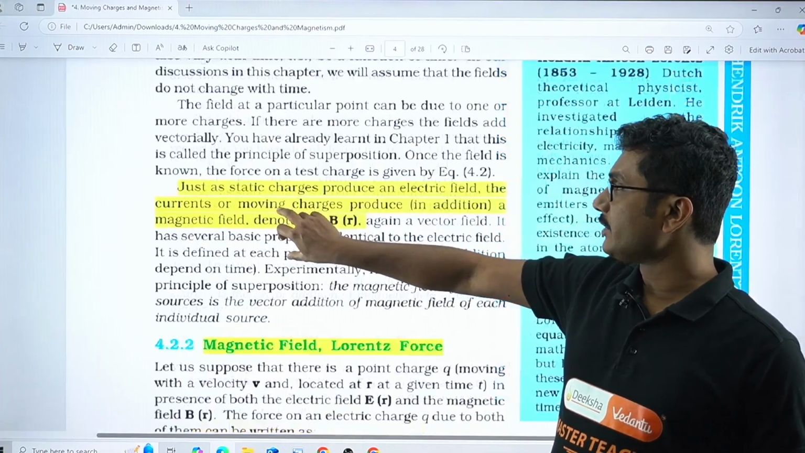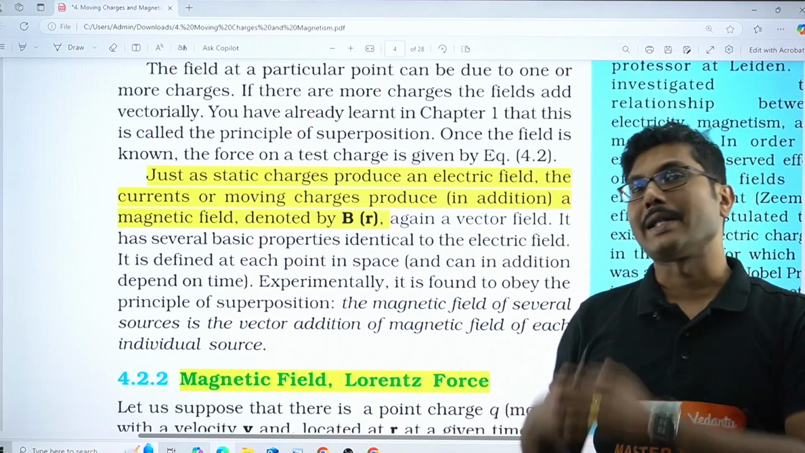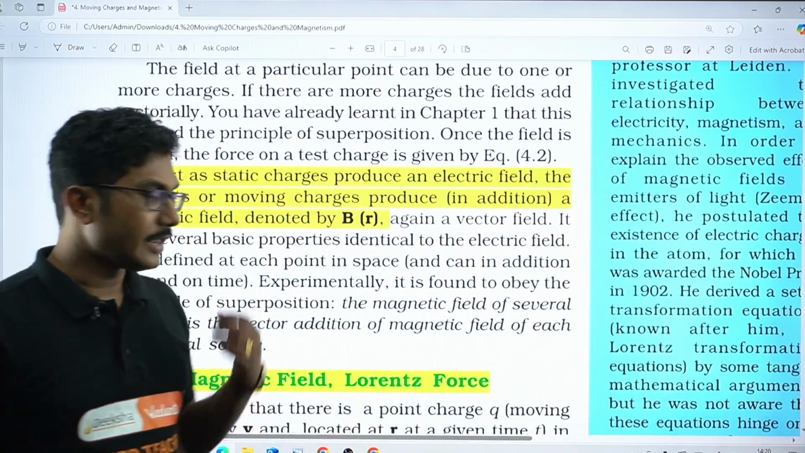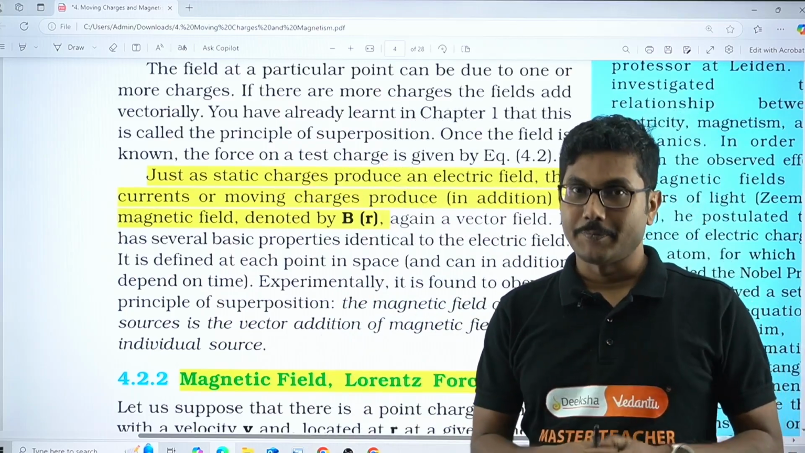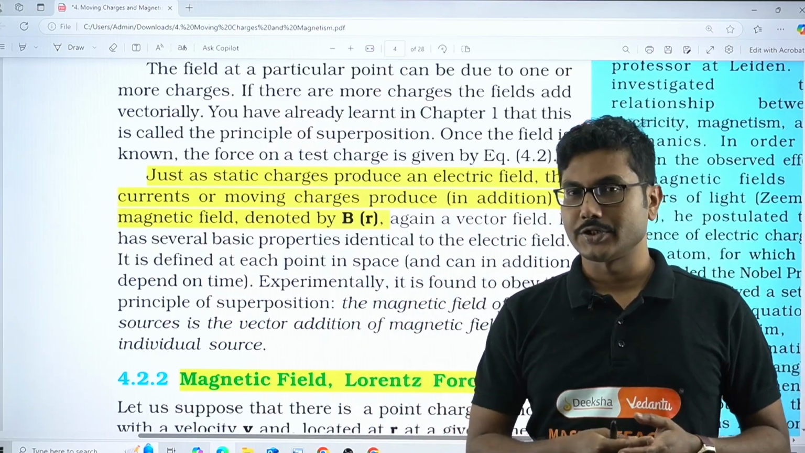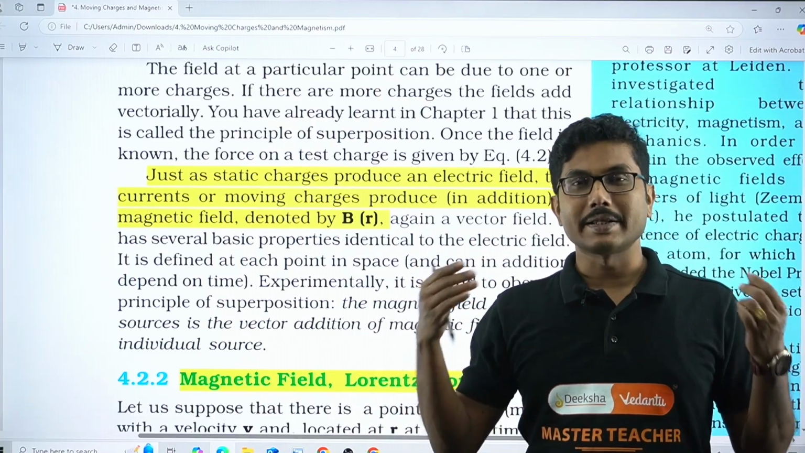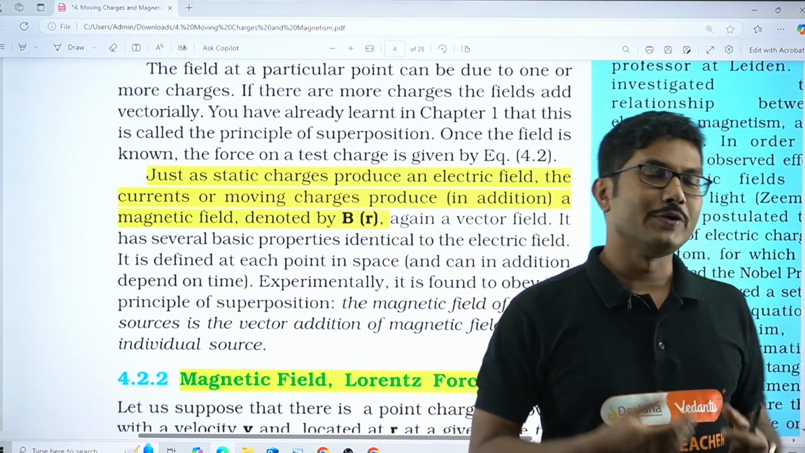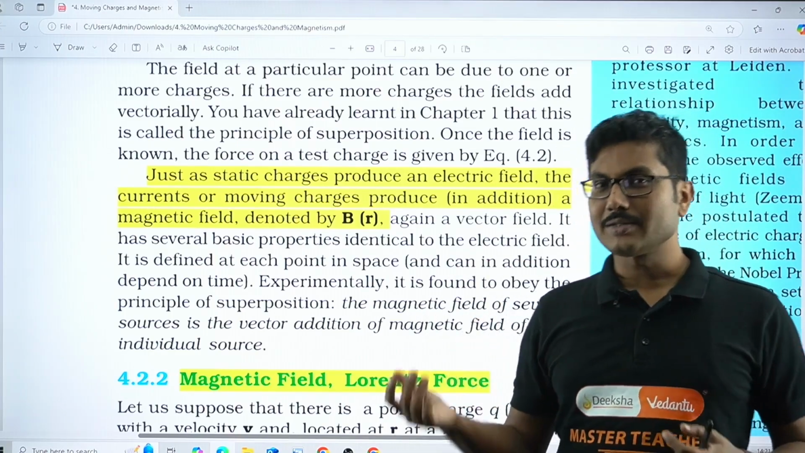A moving charge has an electric field as well as a magnetic field. We have already learned in the first introduction that moving charges or current can produce a magnetic field. But what happens to the electric field? Is it gone? No. Electric field is an inherent property of a charge. Whether the charge is moving or static, it does not matter, there will be an electric field due to the charge. But when the charge is moving, an extra field is getting added. That extra field, we are calling it the magnetic field.